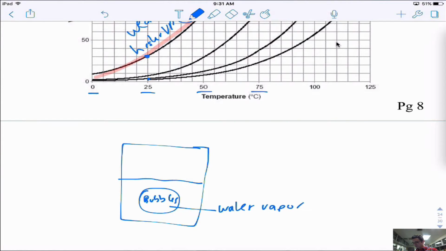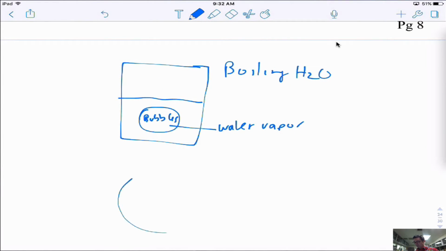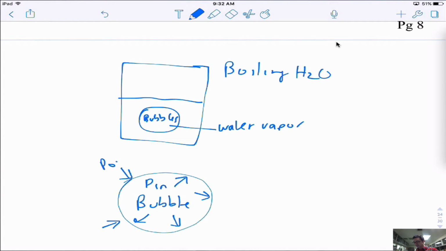So if this is boiling water in a container, I see the bubbles of the boiling water. Those bubbles of the boiling water are actually water vapor bubbles. And when we boil, something very special is happening. When we look at this bubble, the pressure inside the bubble is pushing out on the bubble here against the pressure outside the bubble that's pushing in. And when we boil, the pressure in the bubble is equal to the pressure outside the bubble.